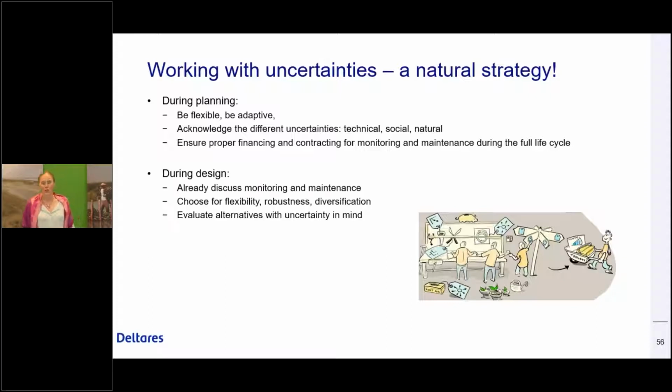And during the design, already start discussing monitoring and maintenance, because that's part of the whole life cycle approach that you need to follow. Choose for flexibility or robustness, but also diversification. For example, in the title sheet, you saw 2 photos of a fortress in the Netherlands that has willows in front of it to protect it from wave impact. And they've been choosing different species of willows there to limit potential negative effects of diseases, for example. Evaluate alternatives with that uncertainty in mind.